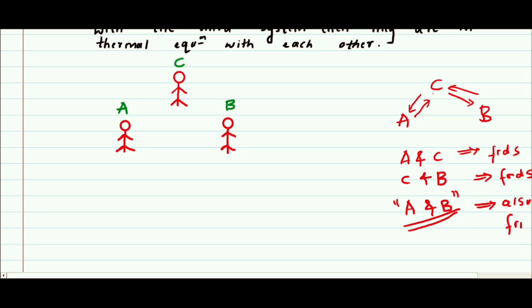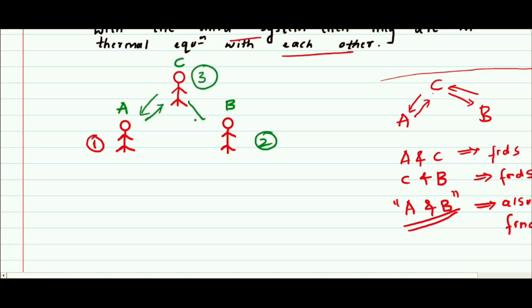Is this possible? Yes, this is possible. So this is the general case. If we define this, we can say that if two thermodynamic systems are each in thermal equilibrium with a third system, then they are in thermal equilibrium with each other. If we consider this as system 1, this as system 2, and this as system 3.